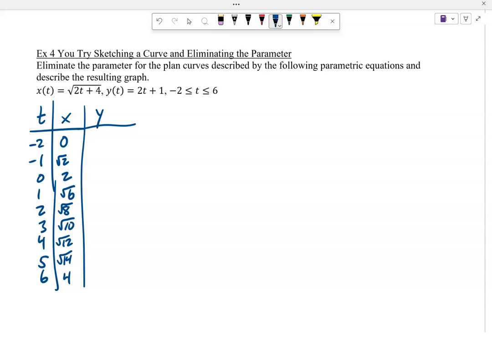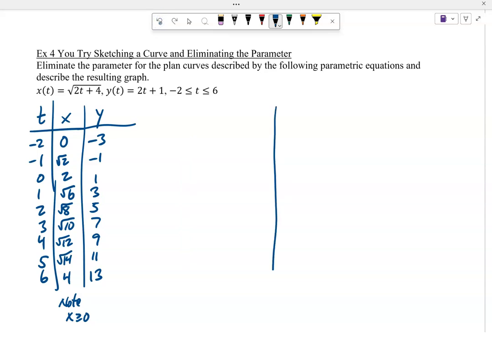And then let's do the y. If t is -2, now let's plug it into here for the y value. So -4 plus 1 get -3. 1, 1, 3. And let's go ahead and draw these. Now note also here my x is greater than or equal to 0, right? Just keeps going up.